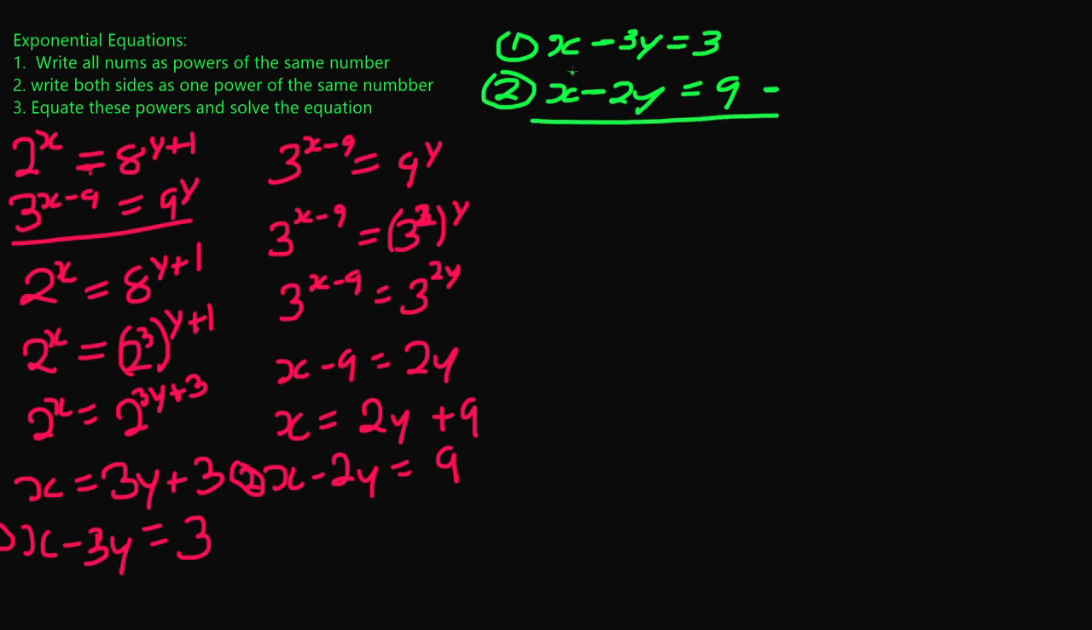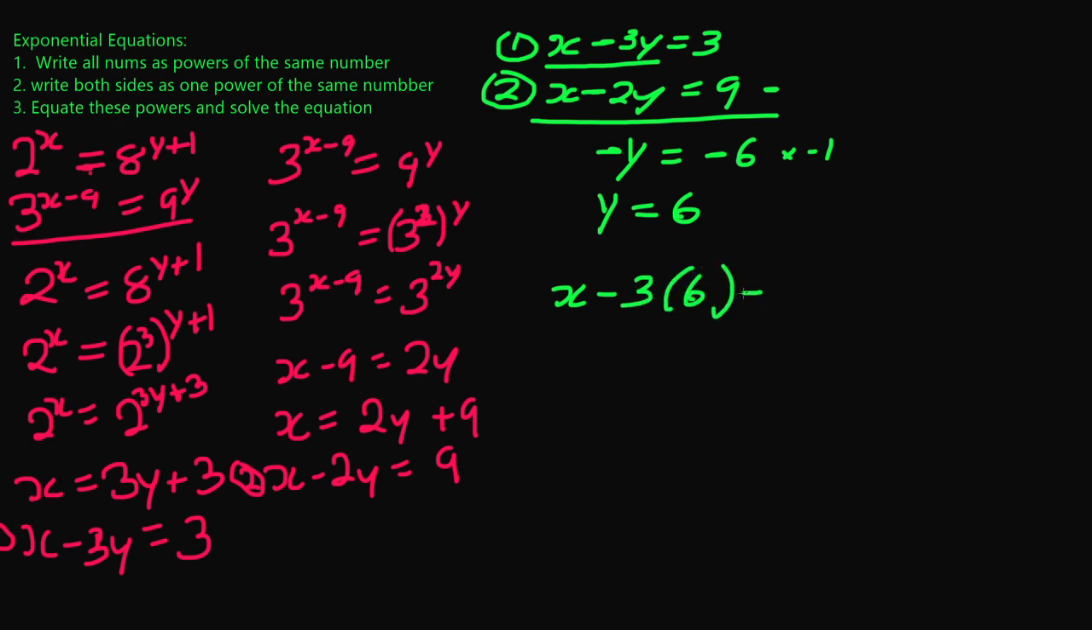So if we subtract, the x's will cancel out. The minus 2y would change to a plus 2y, so this would be minus y from the y above. And then the minus 9 from 3 would give us minus 6. And then we just multiply by minus 1 over here to change the signs, and y is equal to 6. Alright, nice, so that's the first one. Now we can sub it into our equation up here, and we'll get x. So x minus 3 multiplied by 6 is equal to 3. So x minus 18 is equal to 3. x is equal to 21.